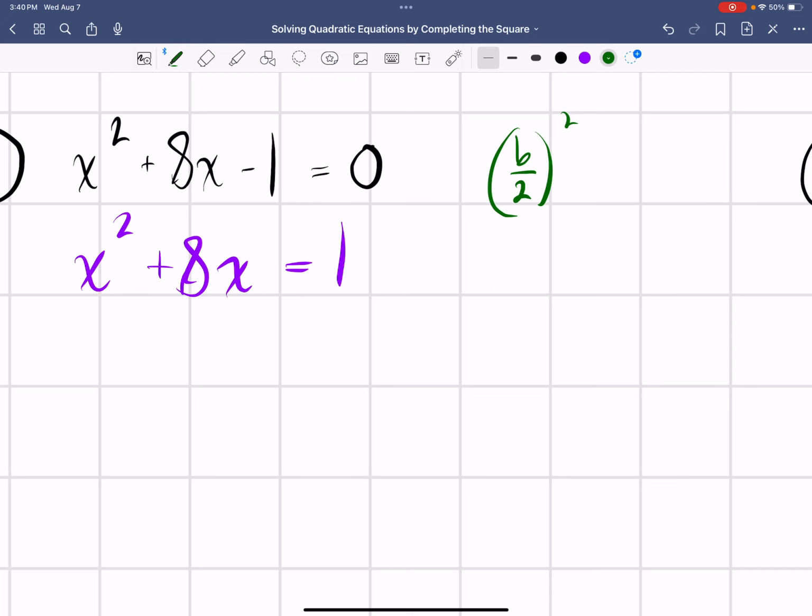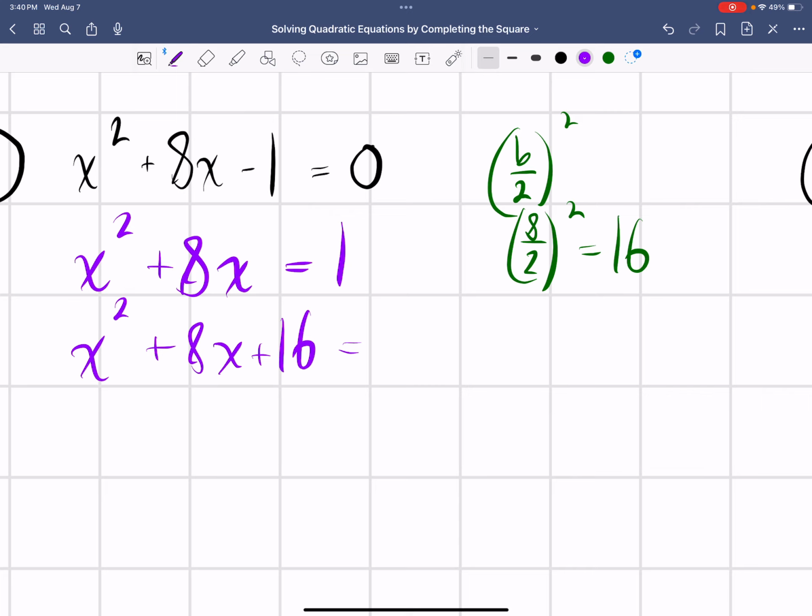What is b? It's the linear coefficient, which in this case is 8, right? It's like a, b, c. So here b is 8. So we do 8 over 2 squared. That's 4 squared, which gives us 16. So we'll add 16 to both sides. X squared plus 8x plus 16 equals 1 plus 16. We can do that in our head. We get 17. Now on the left, we factor.